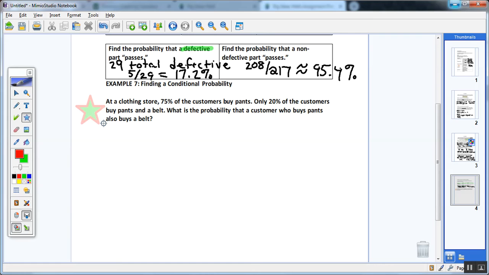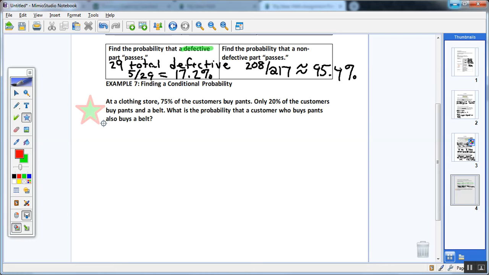Finding a conditional probability. Conditional probabilities are probabilities that happen given something else is happening. So let's talk about this. I need a volunteer to read example 7 for me. Okay. At a clothing store, 75% of the customers buy pants, only 20% of the customers buy pants and a belt. What is the probability that a customer who buys pants also buys a belt?